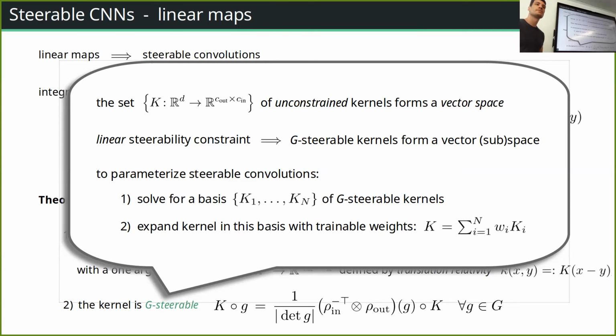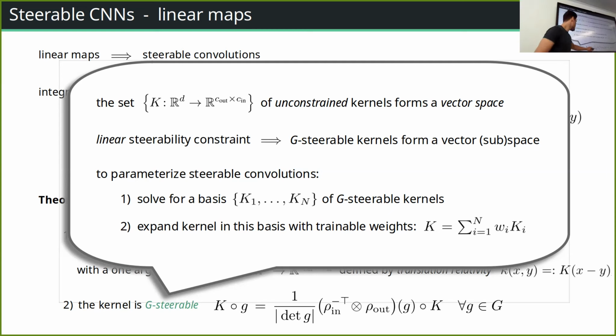What do you mean by G-steerable kernels? Yeah, it's a kernel which satisfies this constraint down here. It's just some G equivariance or G symmetry constraint. But what's a good real-world analogy of that? I will show some pictures. Maybe it becomes more clear then. You also have a question? You mean this constraint here?